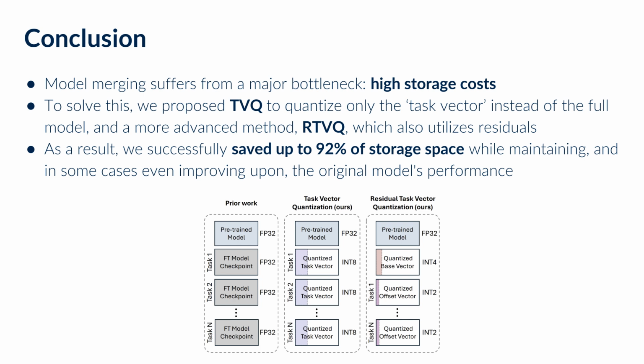In summary, to solve the storage cost issue, a critical bottleneck in model merging, we proposed two powerful quantization techniques, TVQ and RTVQ. Our method achieves up to 92% in storage savings while maintaining performance that is on par with, or even better than, the original models. It also integrates seamlessly with any existing merging framework without modification. Now, developers can build powerful and efficient AI by combining the knowledge of more models, more freely, without worrying about memory constraints. We hope our research serves as a cornerstone for a new collaborative ecosystem in AI model development.